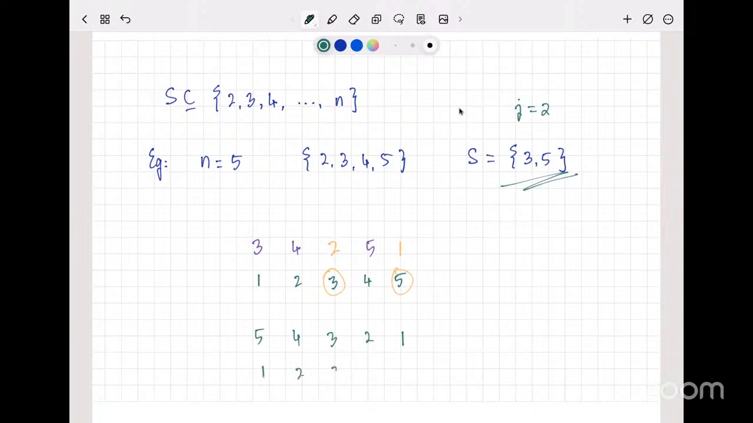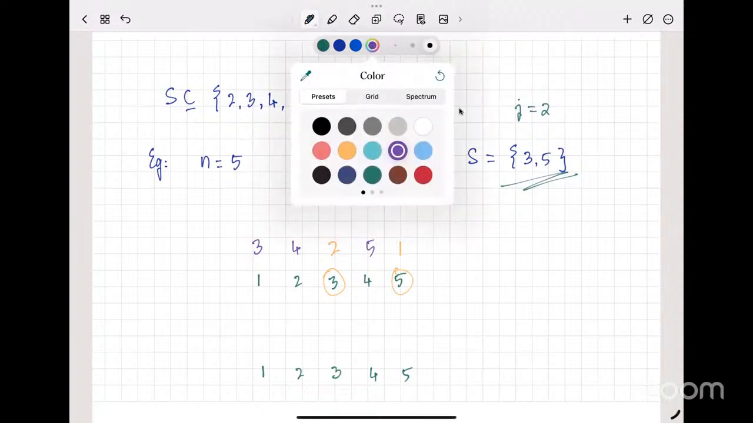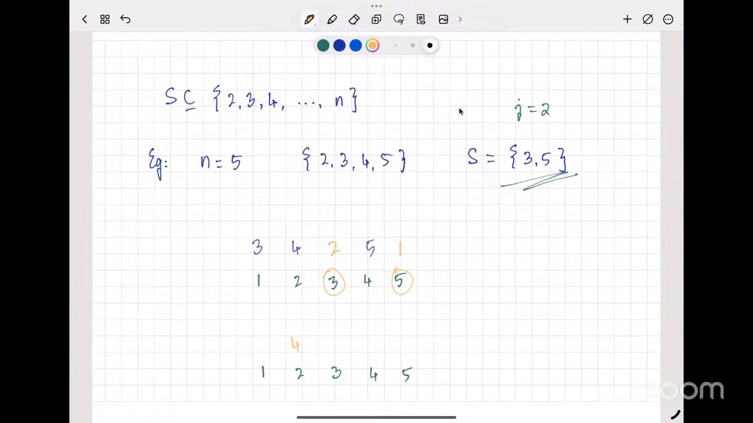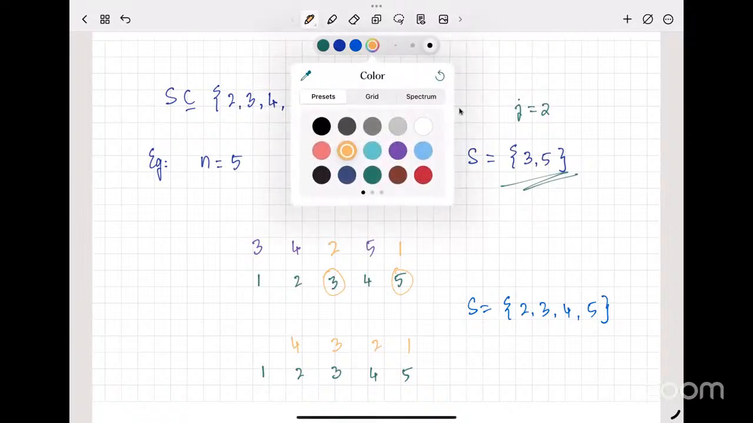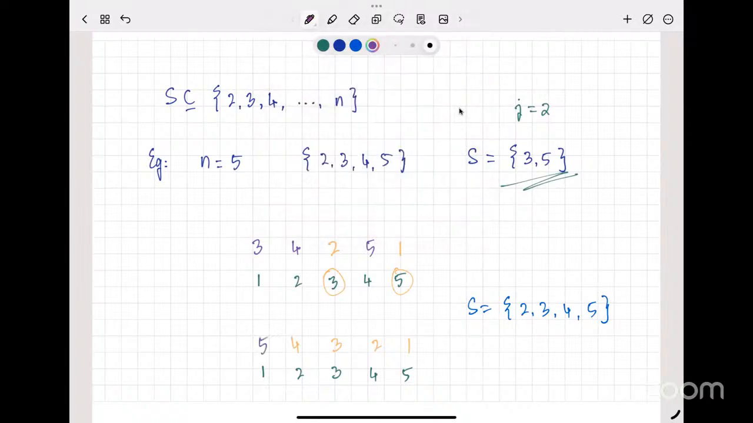So if S is the whole set, 2, 3, 4, 5, then the rule will say place 1, 2, 3, 4 in positions, well, 1, 2, 3, 4, but in reverse. So 4, 3, 2, 1. So let's say there's another example now. S is 2, 3, 4, and 5. So the rule is we're going to go 4, 3, 2, 1. And the only thing that remains is 5, so that's going to come here. So this can be generated.